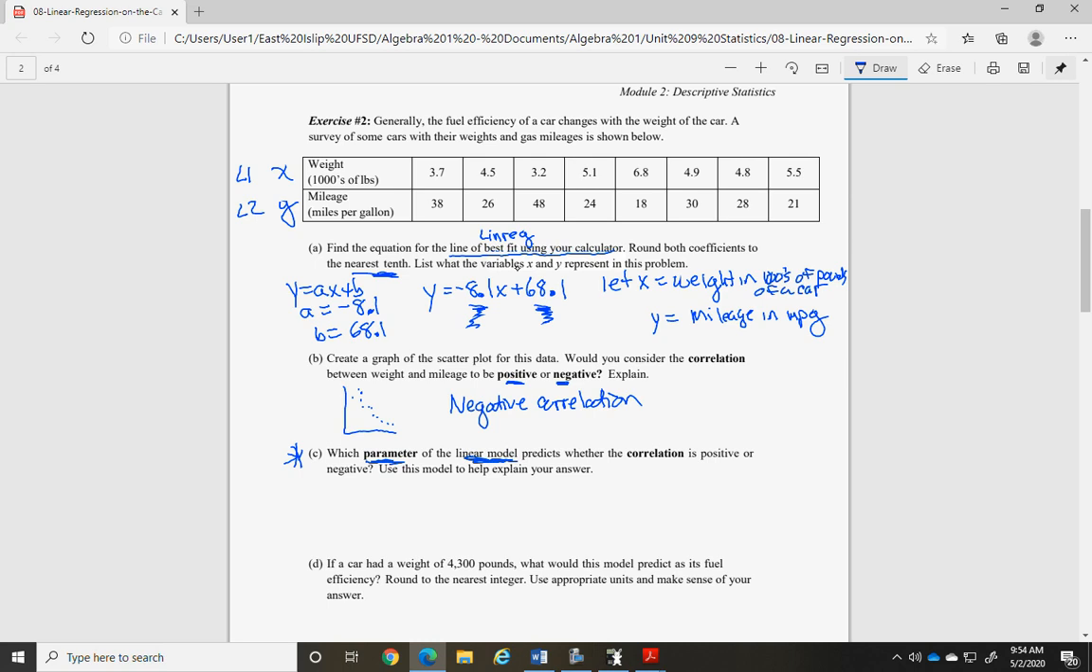So which parameter of the linear model predicts whether the correlation is positive or negative? So by looking at the graph and it going downward, we were able to say it was a negative correlation. We're able to say as x increases, y decreases. So which parameter shows this? Well, actually it's the slope. The slope of negative 8.1 shows that it's a negative correlation.